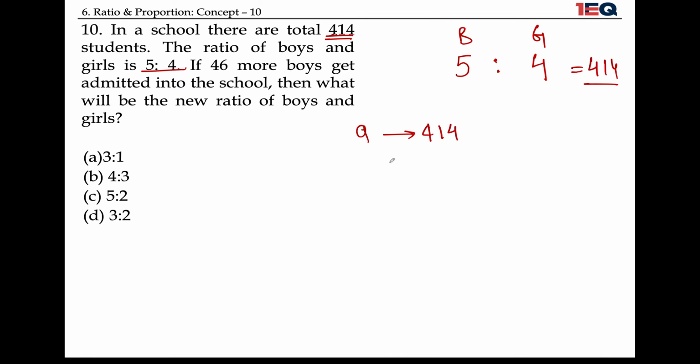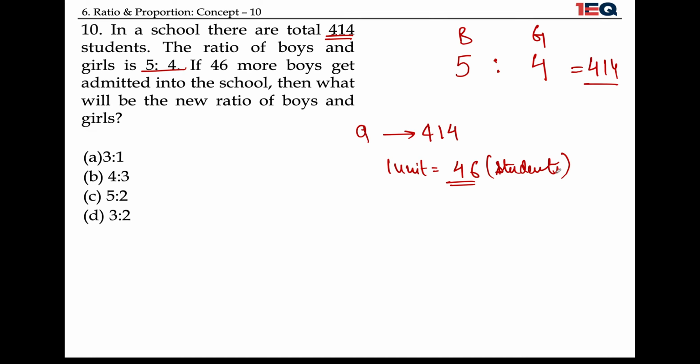I'll quickly use it. The value of 1 unit is equal to 414 upon 9. 9 4s are 36 and 9 6s are 54. So the value of 1 unit is equal to 46. 46 what? 46 students. The value of 1 unit is equal to 46 students.